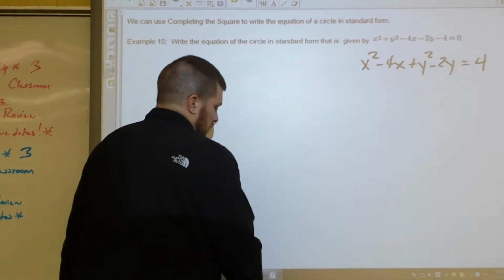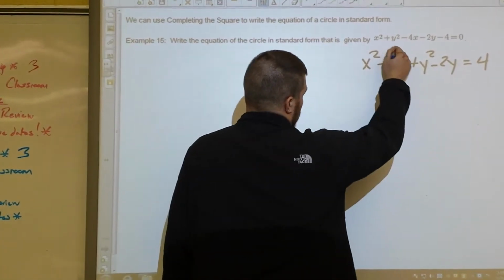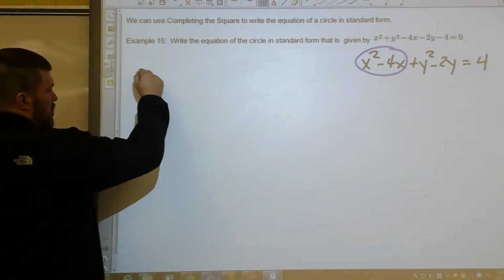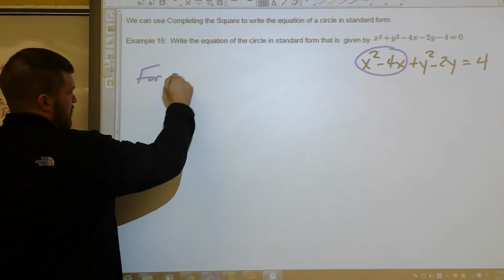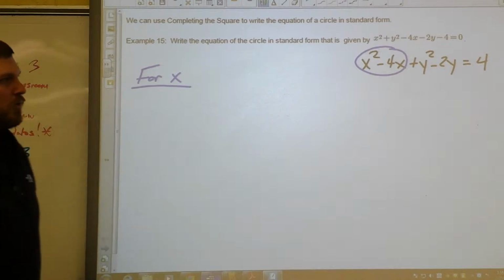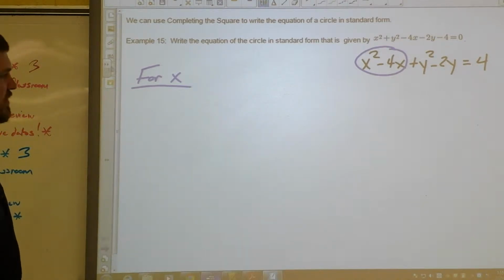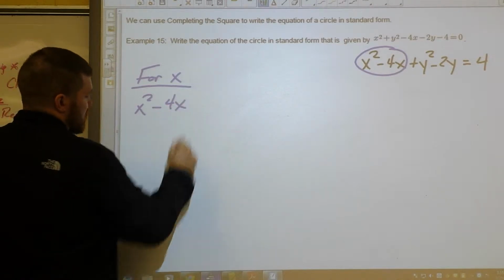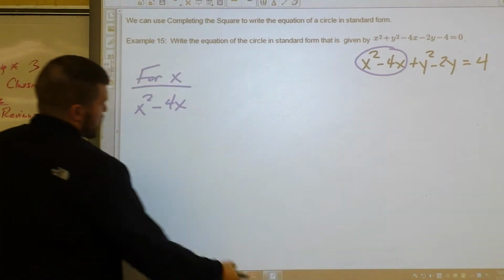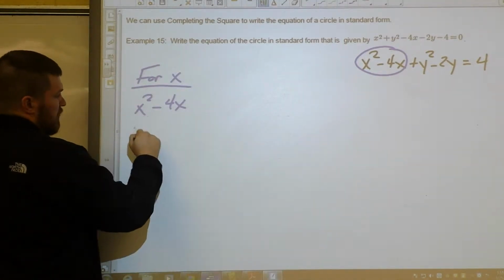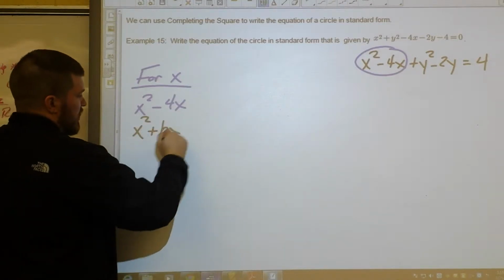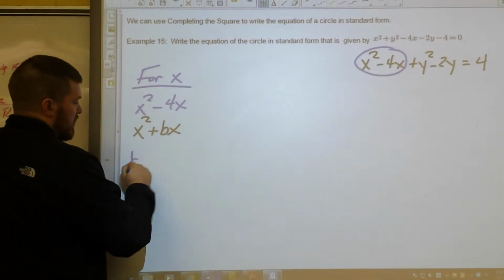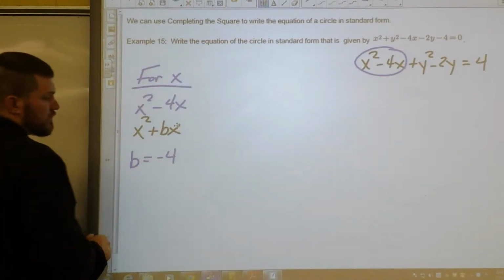I'm going to color code my stuff, and do the x's in blue. If you don't have colors, I suggest you organize your scratch work so you know what scratch work goes for what pieces. So we have x squared minus 4x. If you remember completing the square, we want to match this piece up with x squared plus bx. As soon as we do that, we can figure out that b is negative 4.